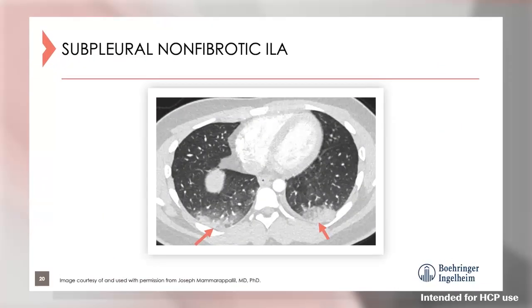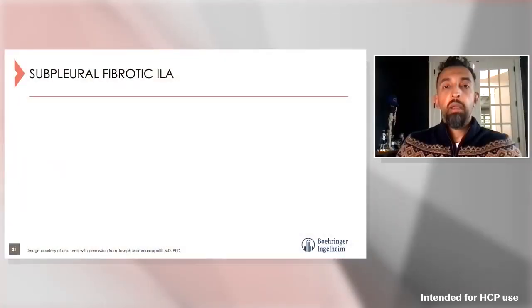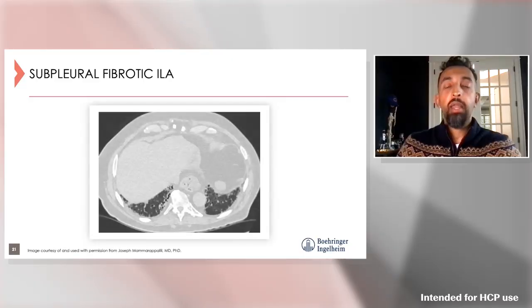As you see here, both bilateral lower lobe posterior consolidative pulmonary opacities, subpleural in distribution, however, no reticulation, no traction bronchiectasis, certainly no honeycombing. This is non-fibrotic ILA. The last subcategory of ILA is the subpleural fibrotic ILA. This is the ILA when I'm reading a chest CT that I want to identify because this finding could go on to progress as interstitial lung disease.